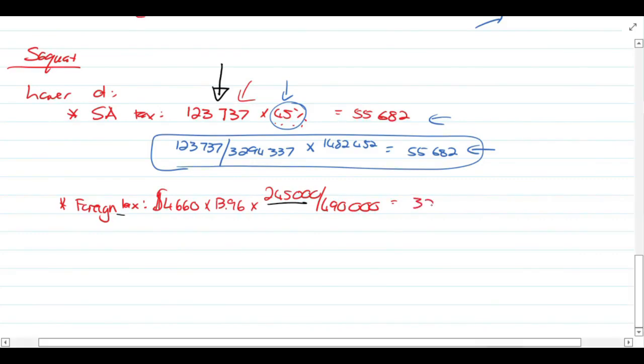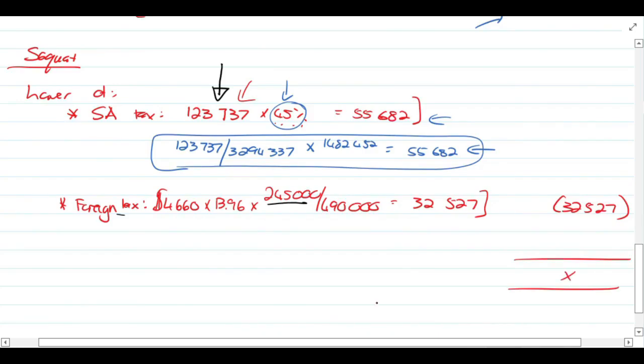Right, and that gives you 32,527. So that's how much foreign tax you are treated as having paid. South Africa would be 55,682. So you can only get the lower of the two as a rebate under section 6 quat, because that's the only amount you're paying tax on twice. Now again guys, a lot of you might now feel panicked if you don't know section 6 quat. This is 1 or 2 marks in the question, so I wouldn't panic about it too much.